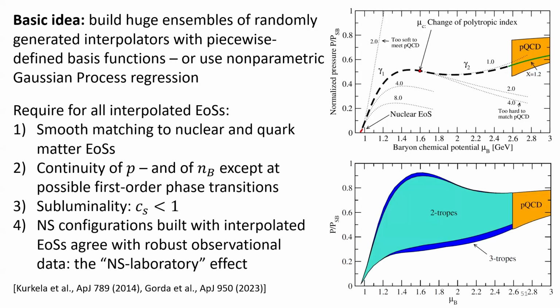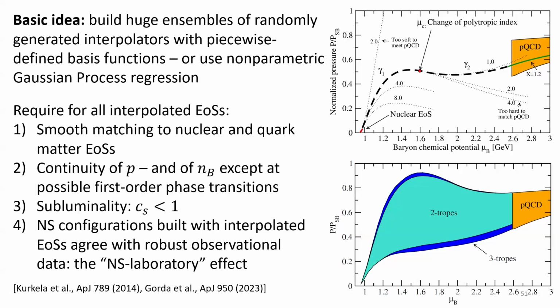What you require for each of these equations of state is that the individual curves smoothly match to the low and high density phases. The pressure is always continuous as a function of mu B. Nb, the baryon density, is either continuous or can be allowed to jump once if there's a first order phase transition. We of course require subluminality. We require thermodynamic consistency. All basic thermodynamic relations need to be satisfied.